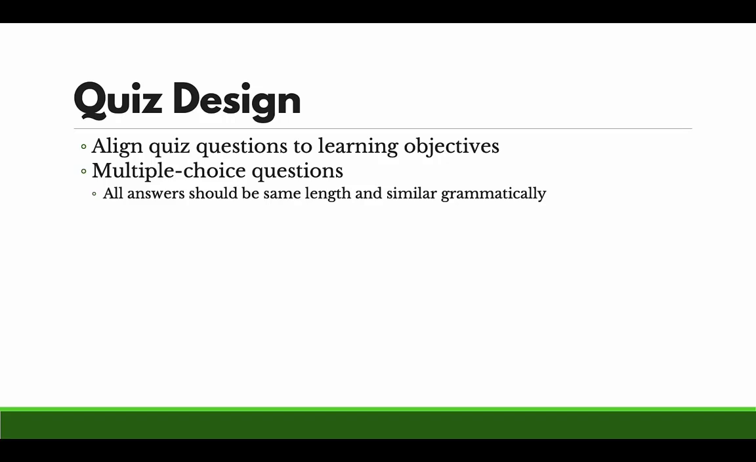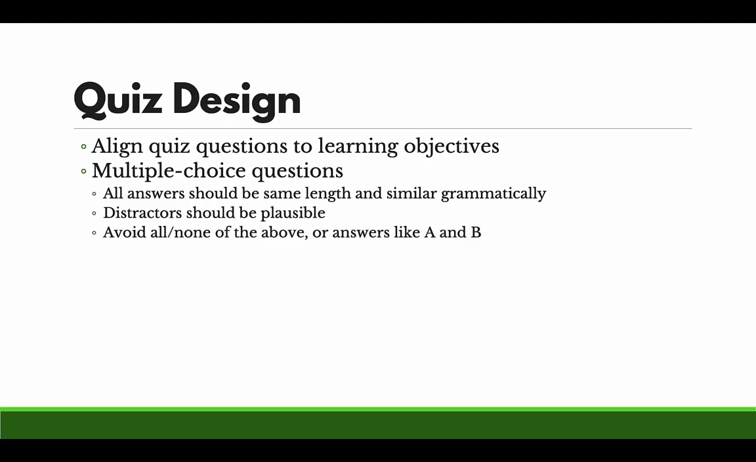All the answers should be basically plausible and realistic. The wrong answers are called distractors. They should be plausible, again, similar grammatically, and related to the topic at hand, so they make truly good distractors, and it keeps learners from guessing correctly as easily. And it's just good practice to avoid all or none of the above, or answers like A and B, just because it gets more confusing and the learner is spending more time figuring out the logic of answering a question than just being able to express what they know or don't know.